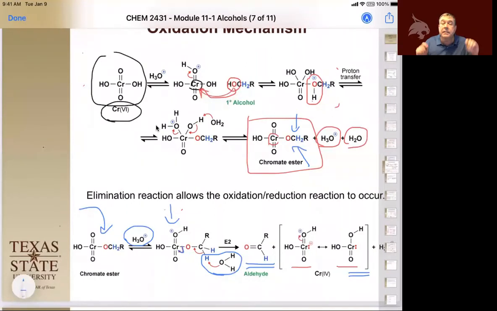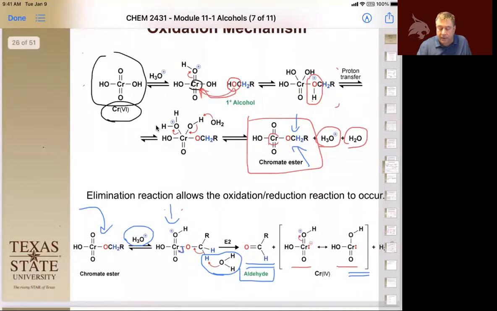So technically this is an E2 elimination because we have our leaving group leaving and our base deprotonating our hydrogen at the same time. We know this is an E2 reaction because we don't have any rearrangements in this system, so we have an E2 mechanism. Okay, so that's great. We formed an aldehyde here.